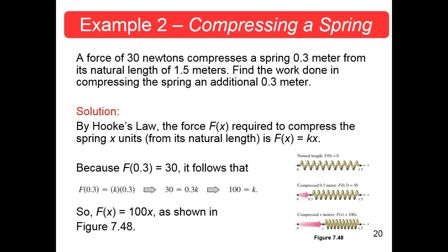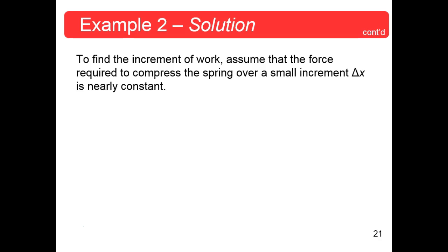There was this natural length when it's at rest, no force is on it. You compress it a little bit, 0.3 meters out of the natural length of 1.5 meters, so that's about a fifth of the way. You compress that, and you get that the spring constant is 100. Then from that you've already compressed it another 3/10, so you're going from 3/10 to 6/10 as your change of x, using this expression: F of x equals k, which is 100 times x. So that's your variable force here.